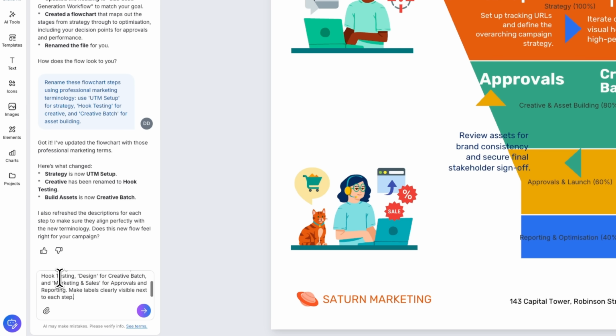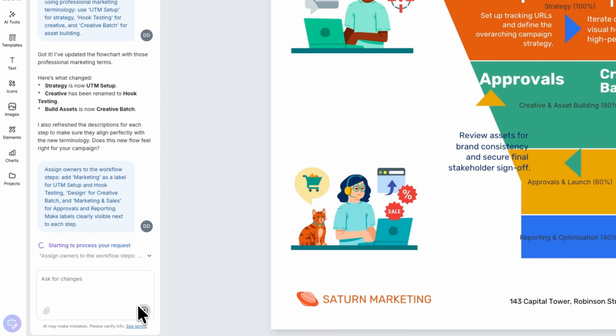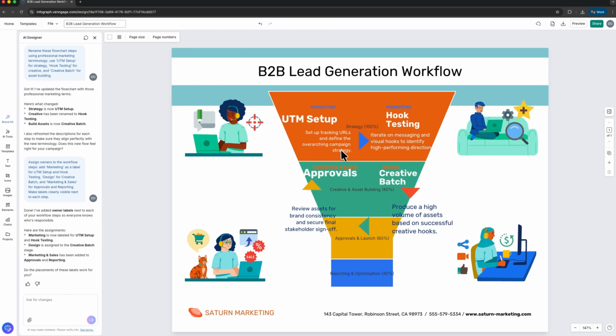Mates, using the assistant again, we'll ask it to assign specific departments, such as marketing, design, and sales, to each stage of the funnel. For example, UTM setup belongs to marketing, while creative batch falls under design. Clear labels will appear next to every block, ensuring everyone understands their role.